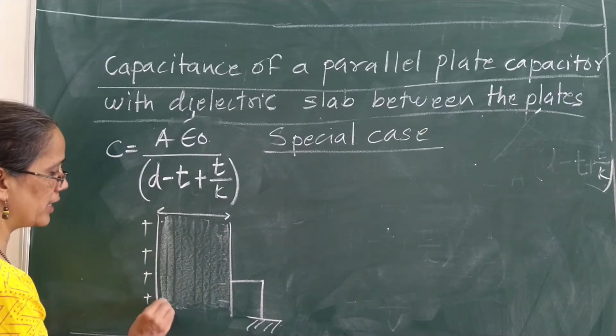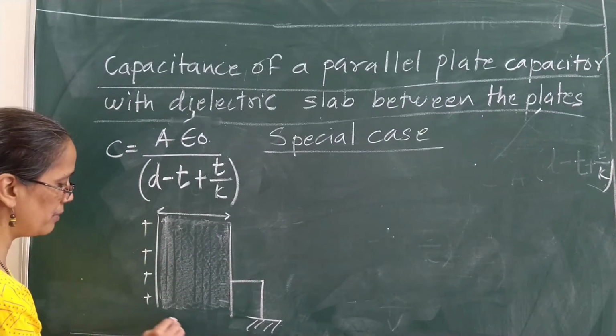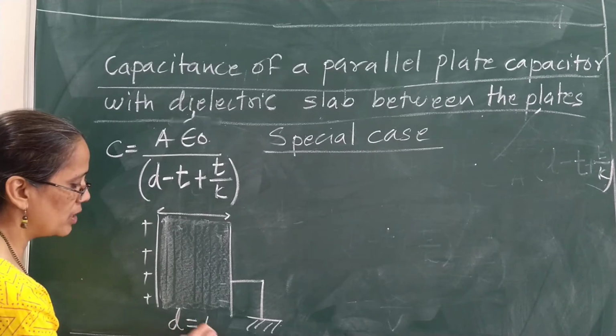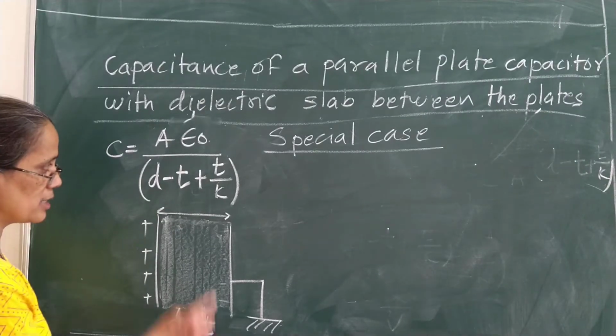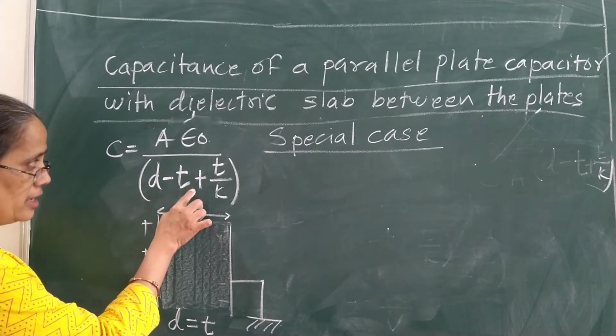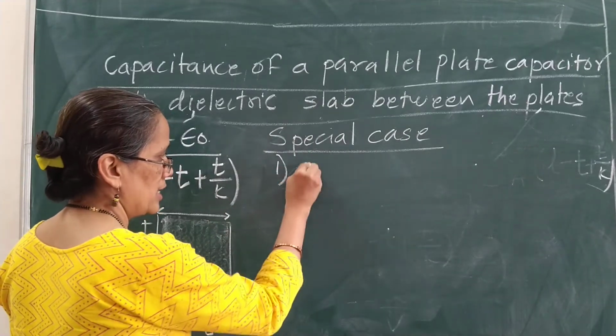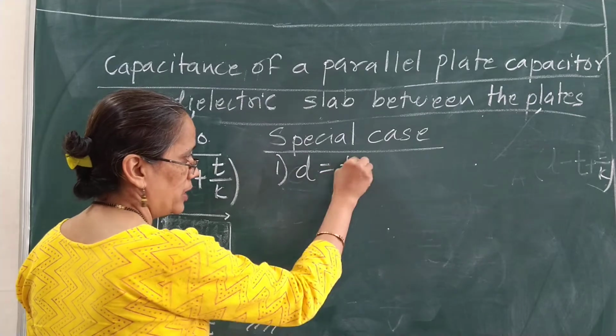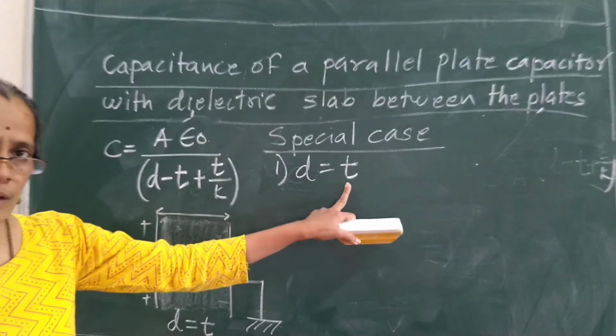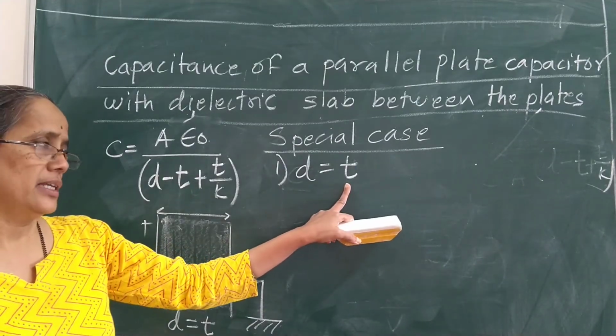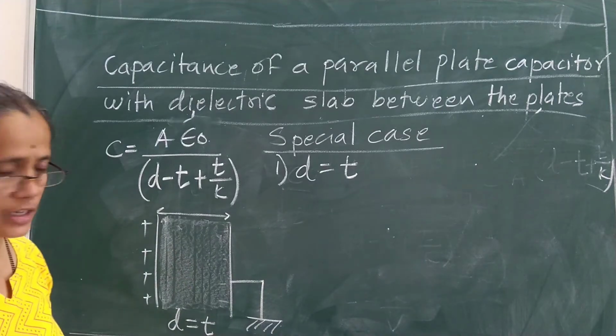Here we get a complete dielectric medium. So what am I getting? D is equal to T. So now I can substitute D is equal to T. This is the first special case, D is equal to T. Meaning the space between the two parallel plates is completely filled with the dielectric.